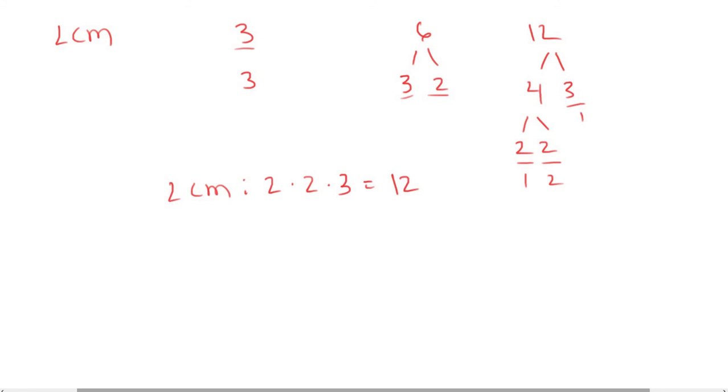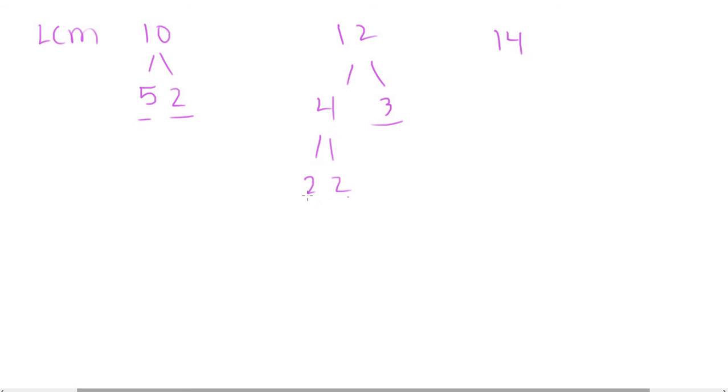Feel free to pause the video. I want to find the LCM between 10, 12, and 14. 10 breaks down into 5 times 2, both prime. We know 12 breaks down into 4 times 3. 3 is prime. 4 is 2 times 2, both prime. I got 14. It breaks down into 7 times 2, both prime. So I have how many 2's? I have 2 2's. I have 1 3. I have a 5 and a 7.